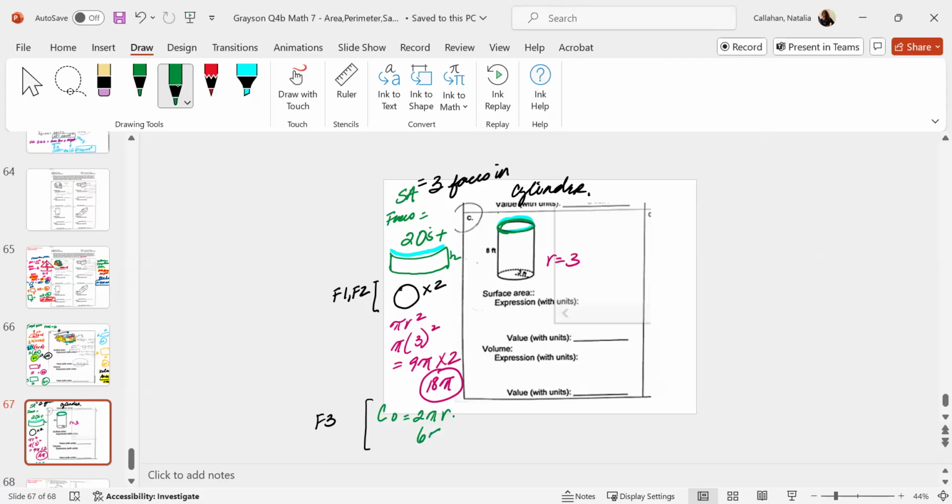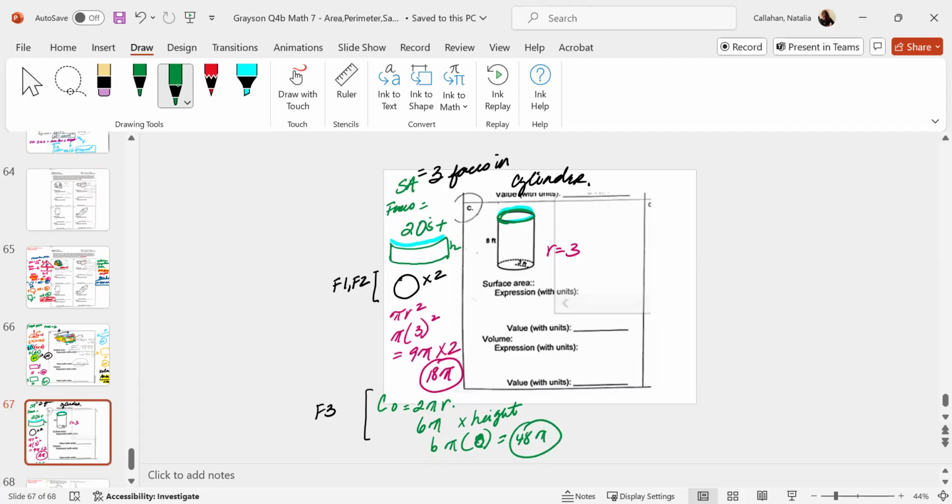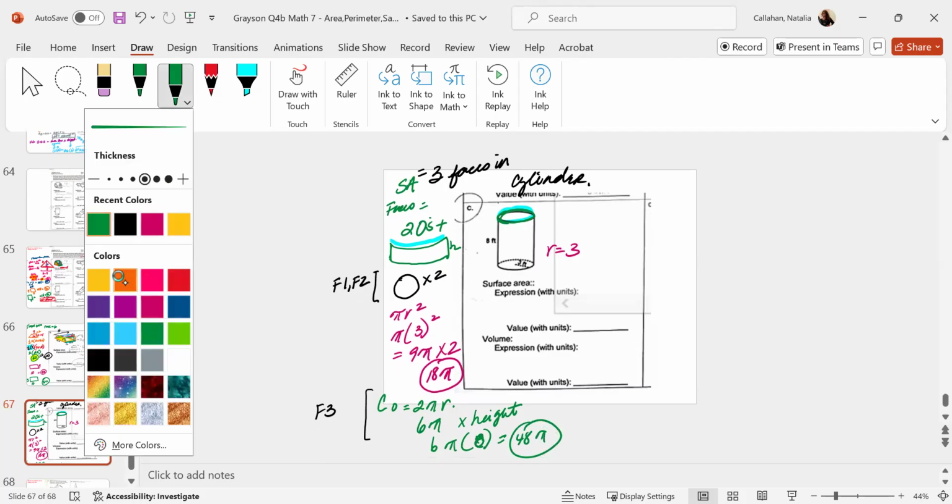So that's 6 pi, correct? Times the height. What's the height now? The height is 8. So this right here is gonna be 48 pi. There you have it. There's only two faces. So let's go and add everything together.